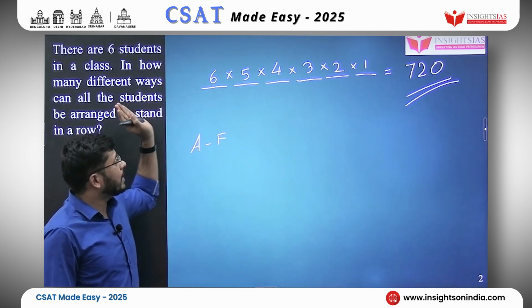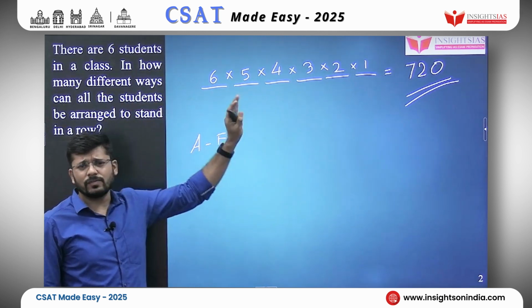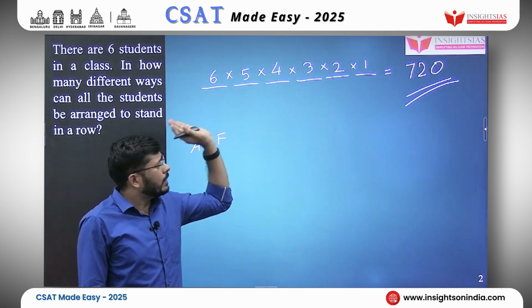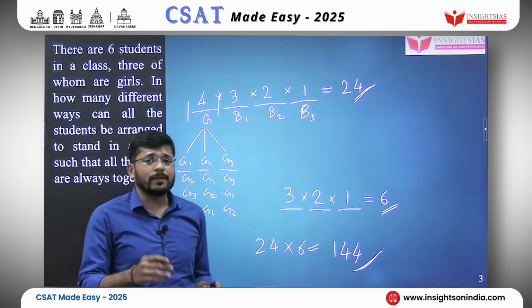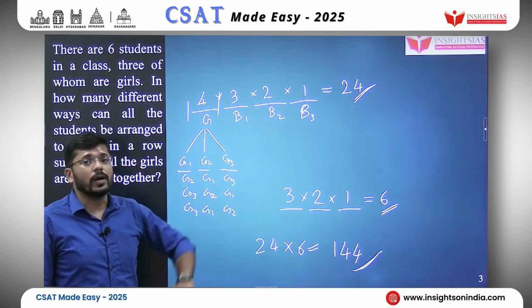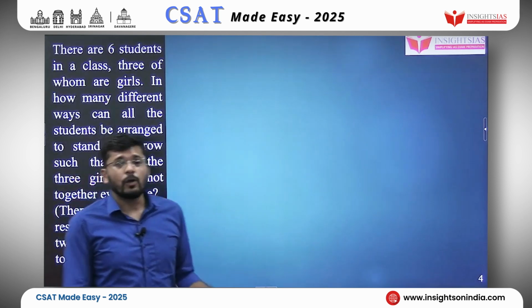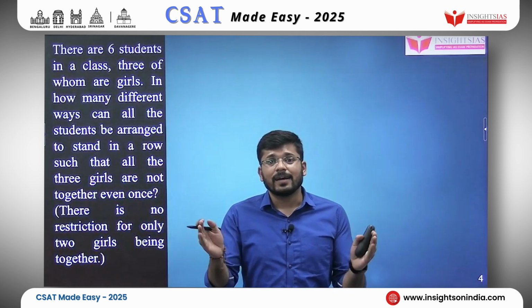In how many ways can 6 students stand in a row? 720. Whether 3 of them are girls and 3 are boys, still no problem. They can stand in 720 ways. And in how many ways can we ensure that, of the 3 boys and 3 girls, all 3 girls are together? 144.